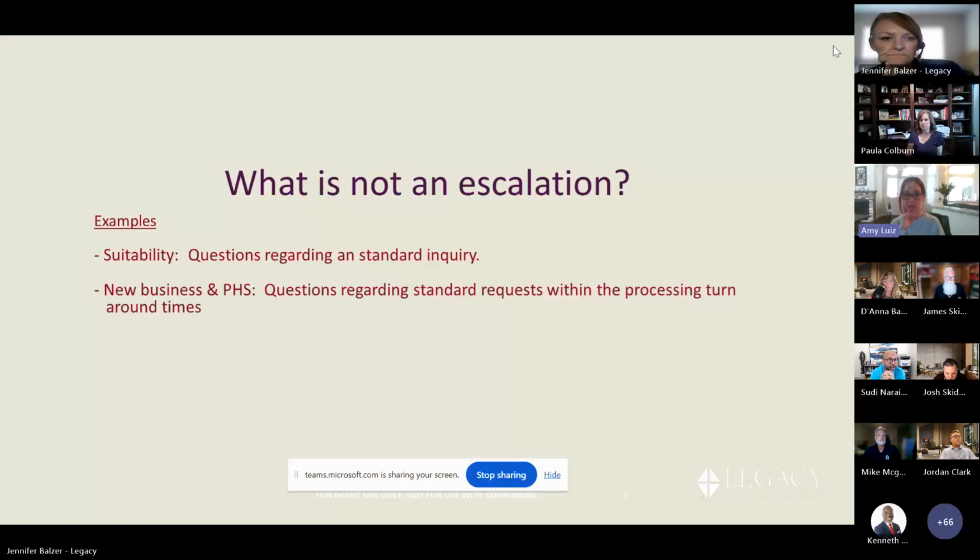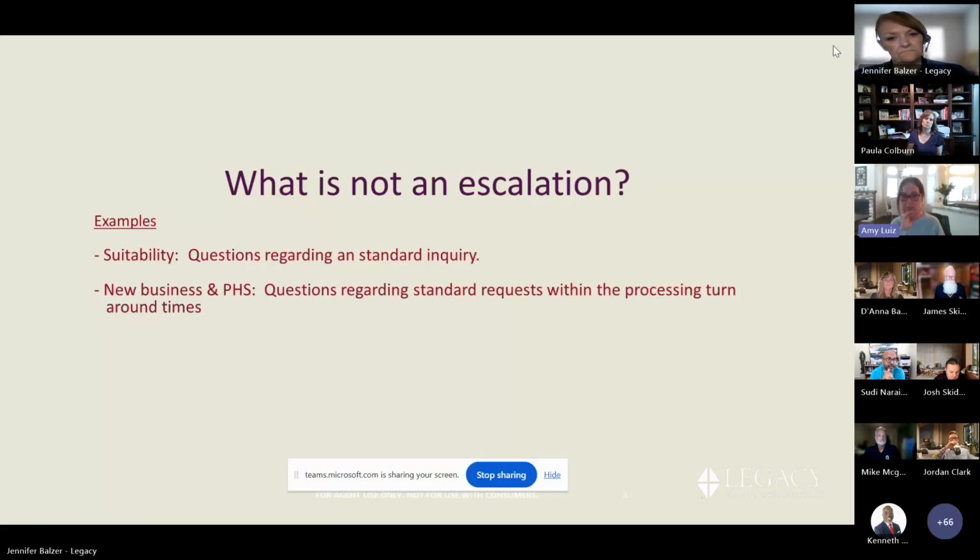What is not an escalation is questions regarding a standard inquiry. So if Jen and I send a standard inquiry, you just need to answer our inquiry or reach out to us if you have questions about the inquiry.